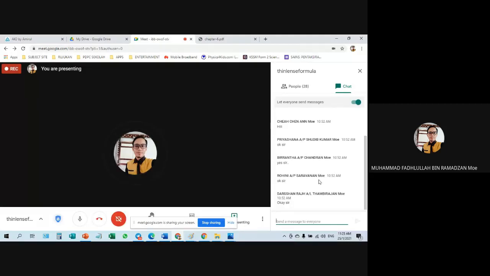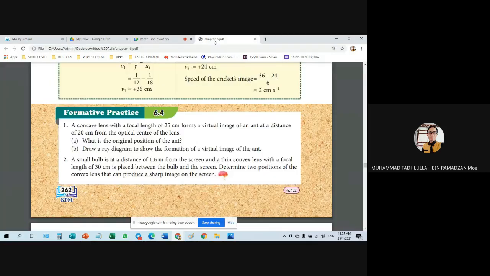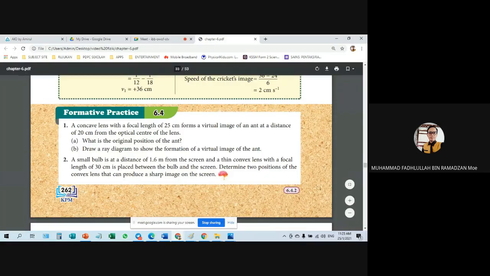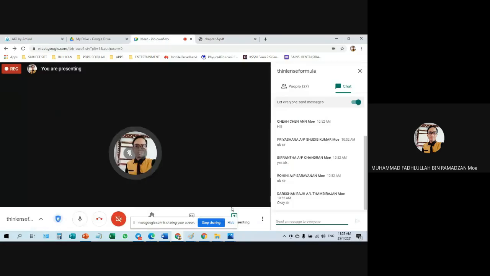Okay guys. Itu saja. Ada apa-apa soalan? Sebab saya nak terus check nanti dia punya jawapan. Okay, kalau tak ada, kita stop dulu. You terus buat tugasan. Formative 6.4. You tulis saja dekat mana, nanti you snap gambar dia tu, you upload dekat link yang saya bagi. Alright, okay. Thank you.